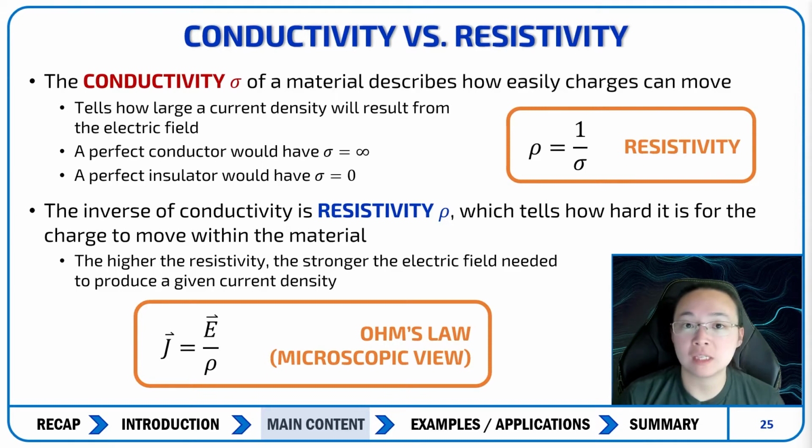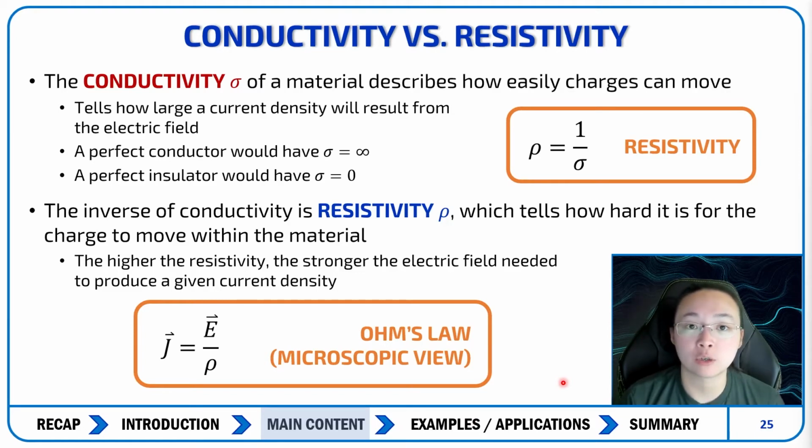Resistivity is going to be the opposite of conductivity. How resistant the material is to a charge moving within it. So in that case, we can just define resistivity rho as the reciprocal of conductivity. So that is the relationship between the two of these.